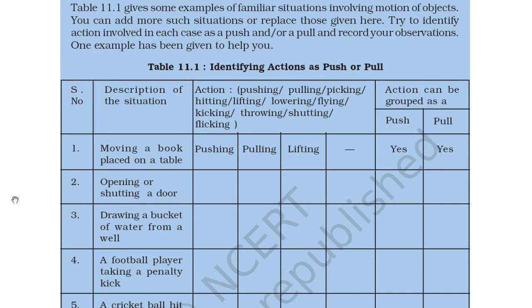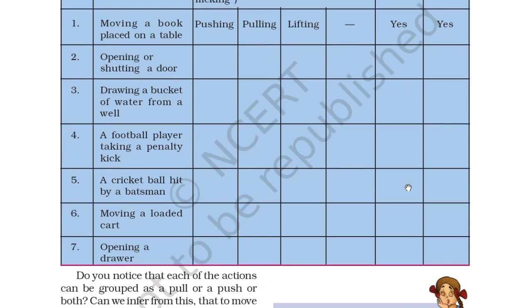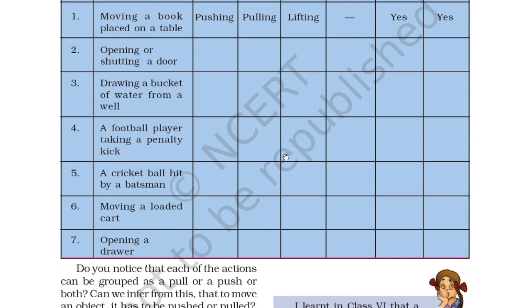So you can see the description of the situation is given here. Action is pushing, pulling, picking, hitting, lifting, lowering, flying, kicking, throwing, shutting, flicking. So you can see here actions can be grouped as push and pull. For moving a book placed on a table: pushing, pulling, lifting, and then push is yes and pull is also yes. Opening or shutting of a door, same here, pushing, pulling, then here also push and pull. So you can fill other columns also.